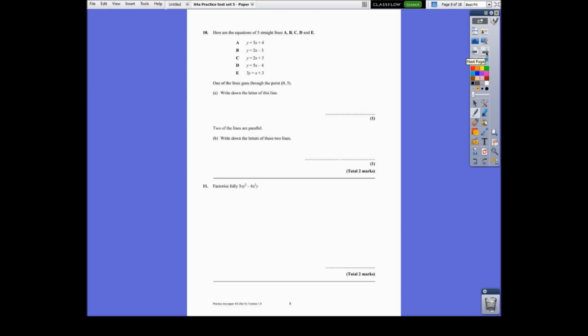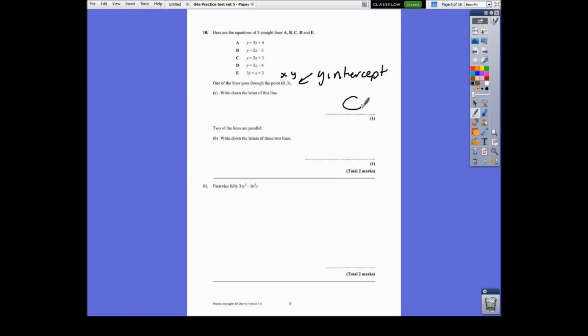Question 10. Here are the equations of 5 straight lines, A, B, C, D, and E. One of the lines goes to the point 0, 3. So the 0 is the x-coordinate, the 3 is the y-coordinate. So the 3 must be the y-intercept. So we are looking for the equation of a line that has 3 or plus 3 as the y-intercept, and that would be C.